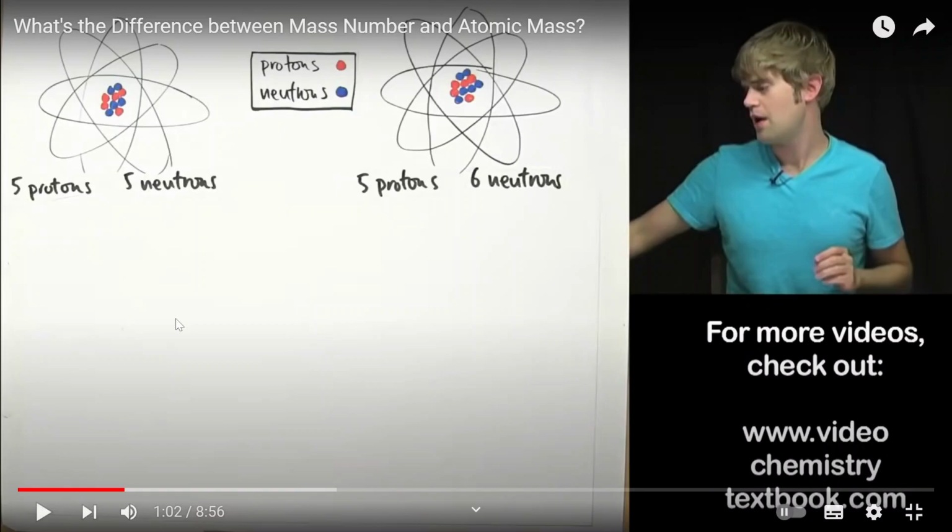These atoms both have electrons, but electrons are so tiny, and they have such a small amount of mass, that we don't even worry about the mass of electrons when we're weighing up stuff to determine how much the larger atom will weigh.